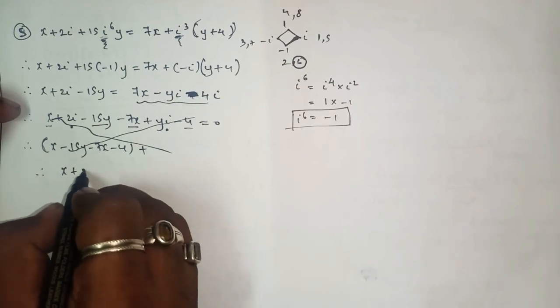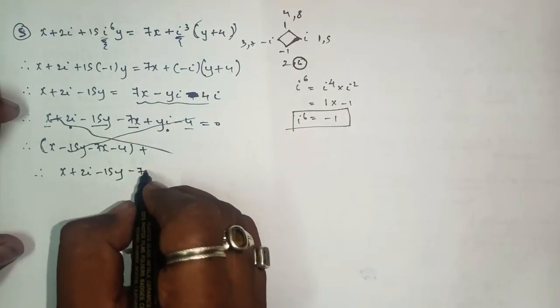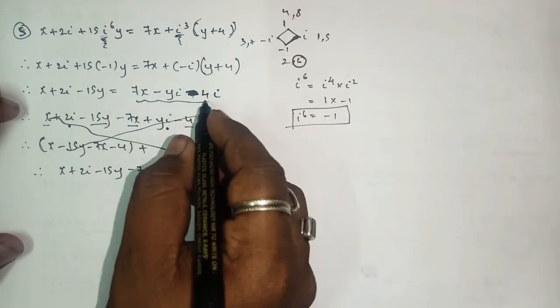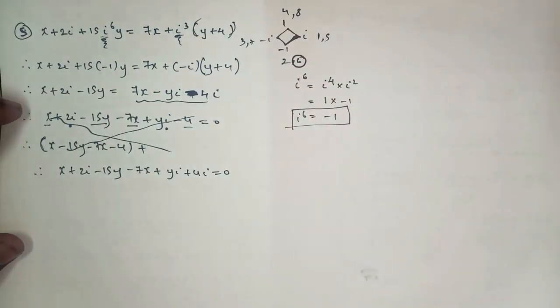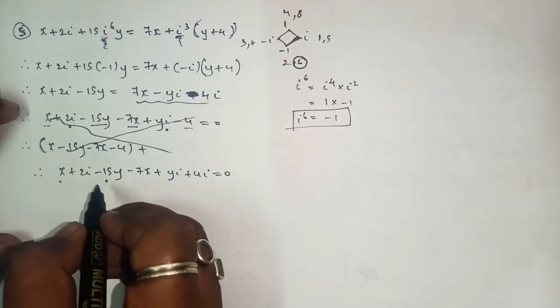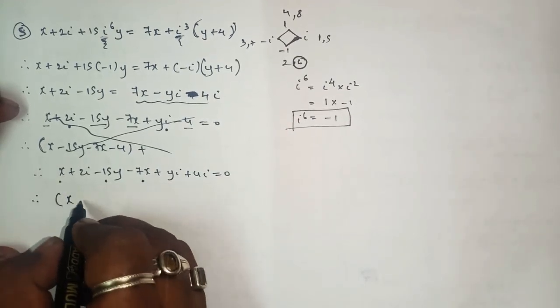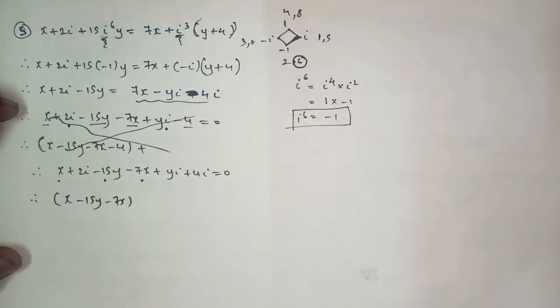So x plus 2i minus 15y, shift all the terms to the left hand side. So this will be minus, this will be plus, and this, when it shifts, will be plus 4i equals 0. Now clearly we can see that these terms are without i, so we'll bring those terms together. x minus 15y minus 7x. Yes or no?